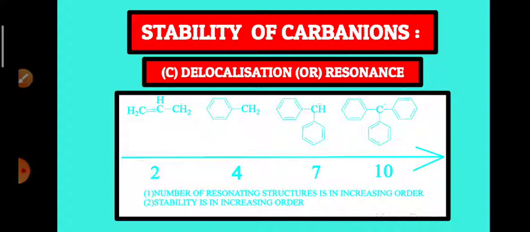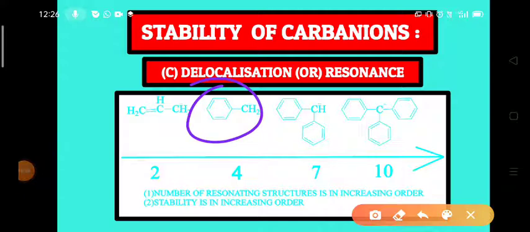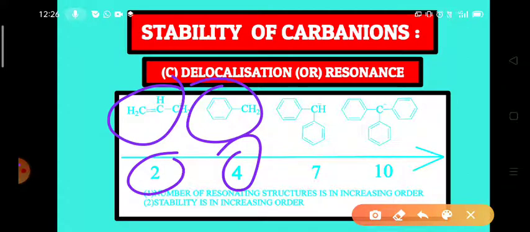Due to this reason, look at this, benzyl carbon ion is more stable than the allyl carbon ion, because in allyl carbon ion only 2 resonance structures are possible, whereas in benzyl carbon ions, otherwise we can call it the phenyl methyl carbon ion, 4 resonance structures are possible. So that's why benzyl carbon ion is more stable than the allyl carbon ion.